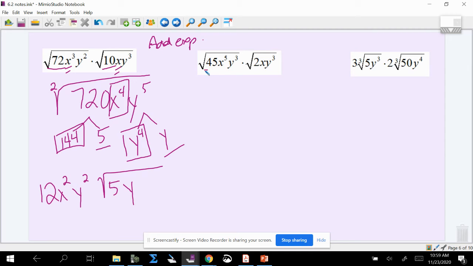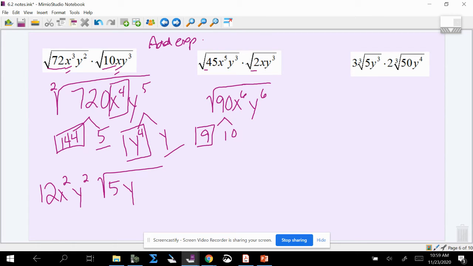Next one, I'm going to multiply the numbers together first. So I get 45 times 2 is 90. And then when I add my x's together, I get x to the sixth. And when I add my y's together, I get y to the sixth. So I'm looking for a perfect square that goes into 90. That's going to be 9. It's going to be 9 times 10.